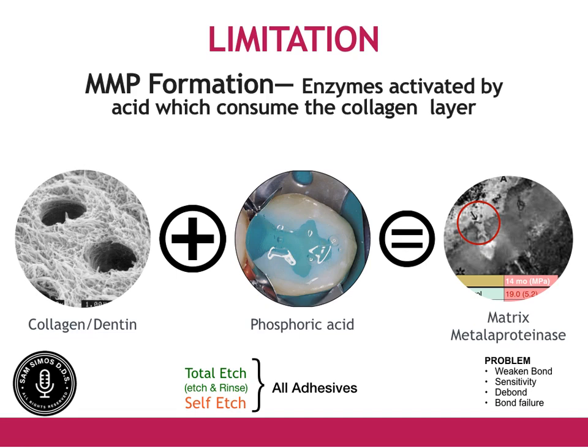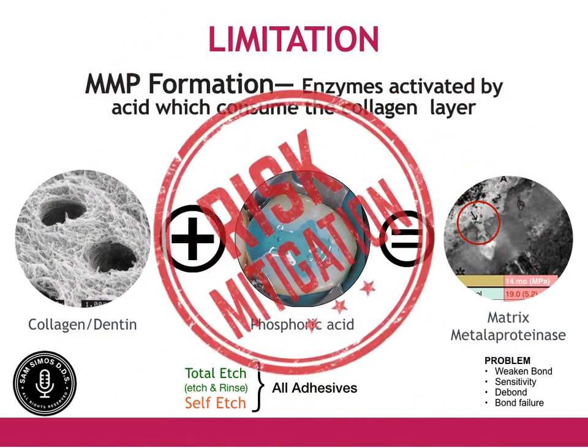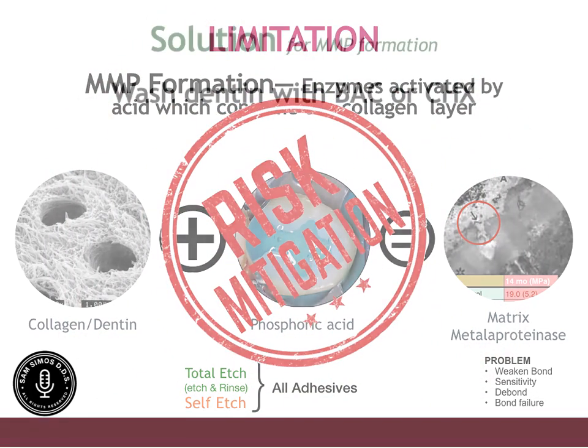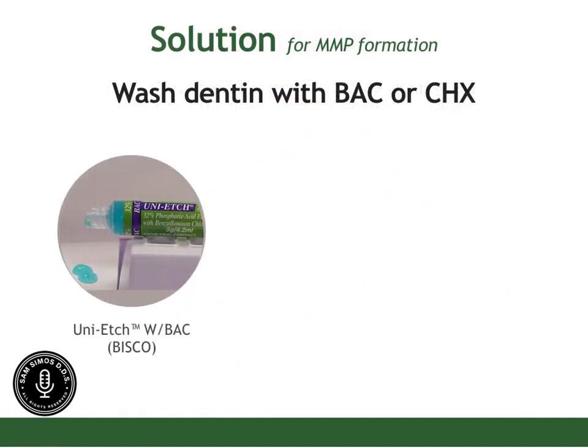And some literature says that within 3 months, the bond is decreased by sometimes 30%. So it's a big problem. How do we mitigate the risk? Well, we can use a chemical called benzalkonium chloride or chlorhexidine. Benzalkonium chloride is embedded in an etch called Uni-Etch from Bisco. And so sometimes I'll use a total etch technique just to introduce the benzalkonium chloride, or the BAC, into the dentin.